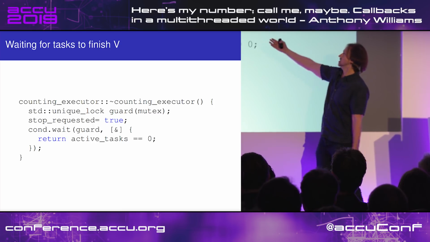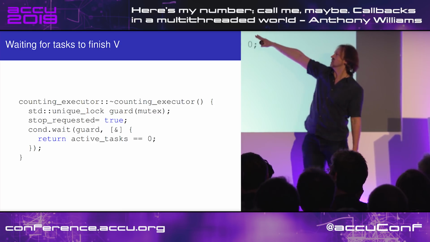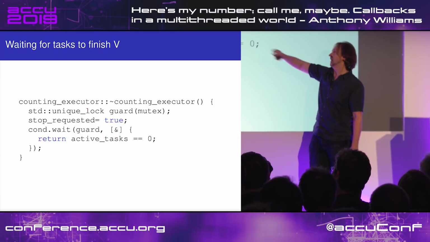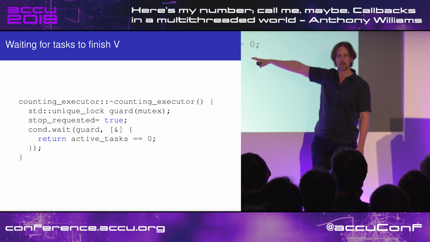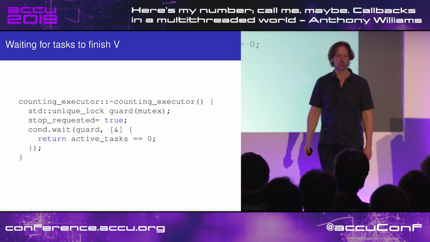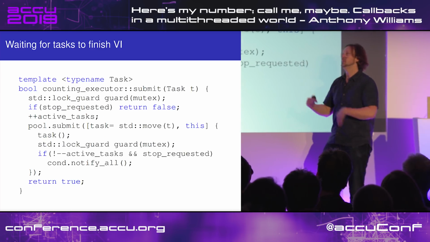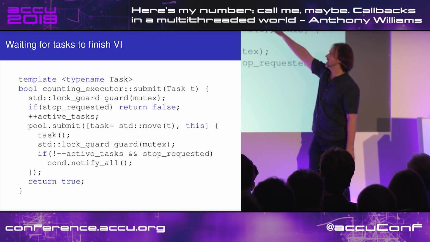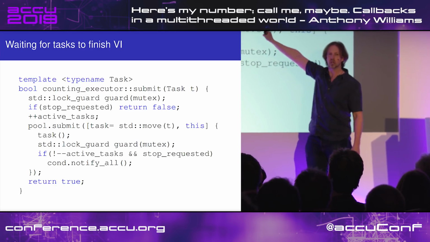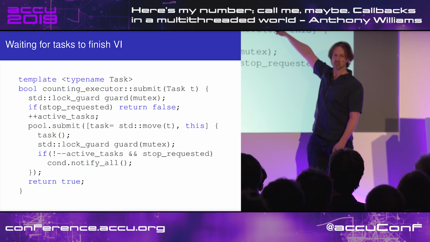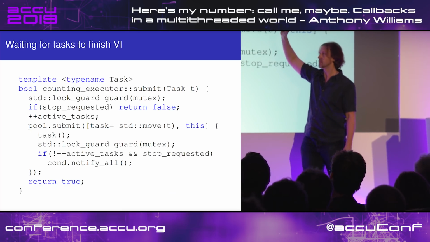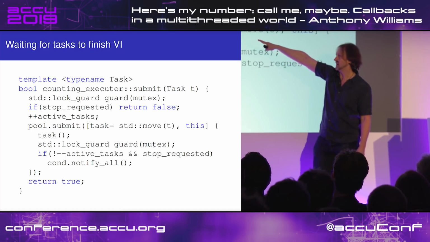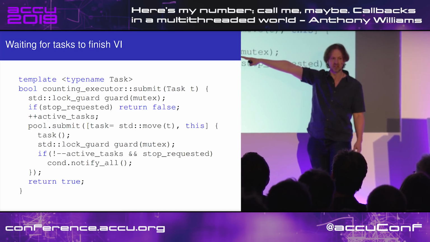So in the destructor, you lock your mutex, you set the stop flag, and then you just wait until the count of active tasks is 0. And then when you submit a task, you lock your mutex. If the stop has been requested, then we don't submit it, and we just return false to say, no, this didn't happen. Then we increase our number of active tasks, and then we submit it to the underlying pool.